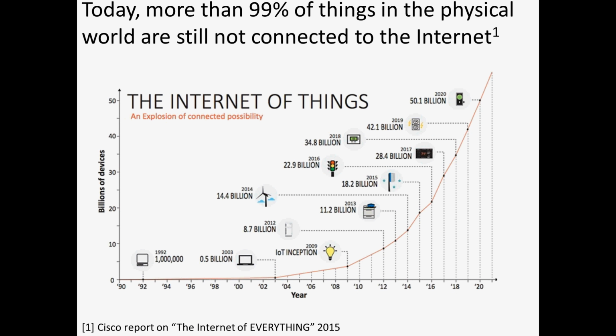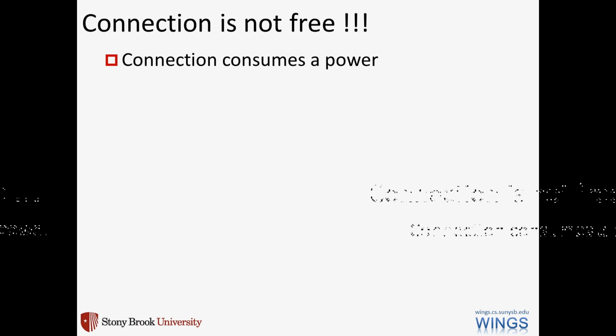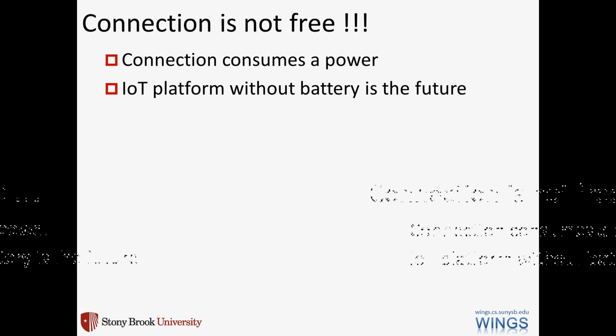Today more than 99% of the things in the physical world are still not connected to the internet. By 2020, more than 50 billion devices will be connected to the internet. So Internet of Things is very close to the future. So what's the bottleneck in terms of network research? Connection. Connection is not free and consumes a lot of power. So an IoT platform without battery is the future.